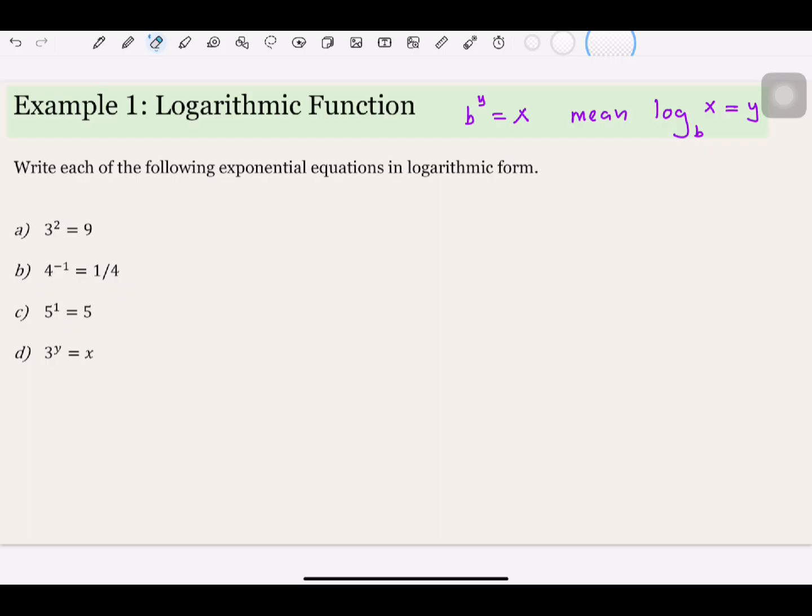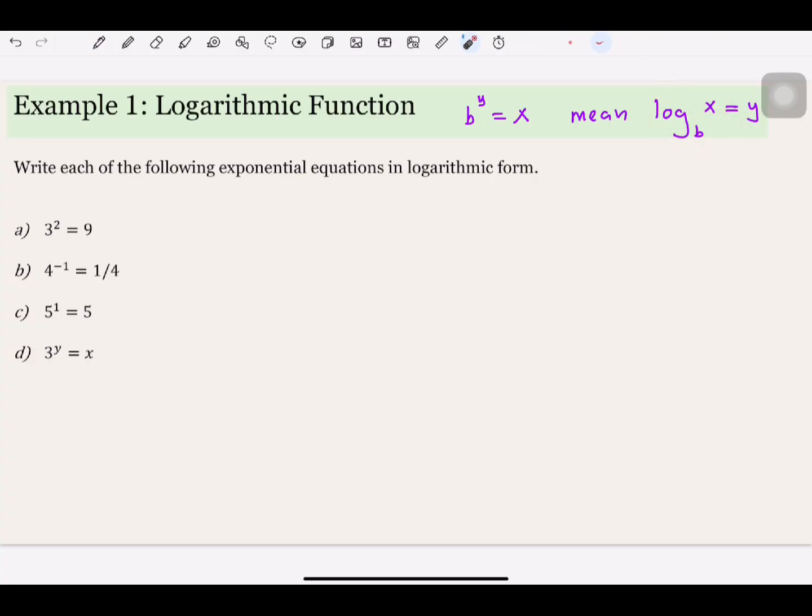Okay, let's practice rewriting exponential equations in logarithmic form. If you remember, this is the relationship between exponential functions and logarithmic functions. If you have an exponential function b to the power y is equal to x, you can write the same expression as log with base b of output x is equal to y. Okay, so let's try some examples.